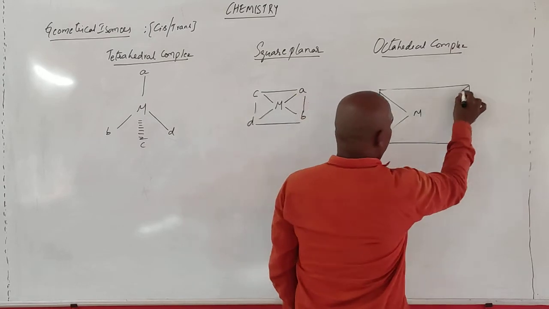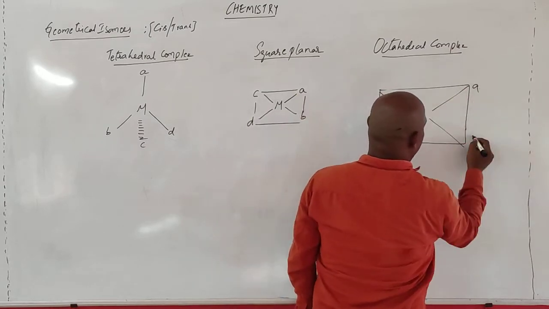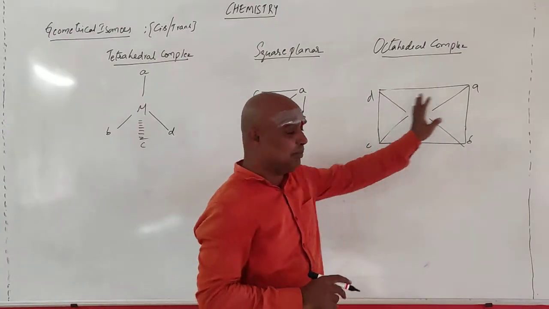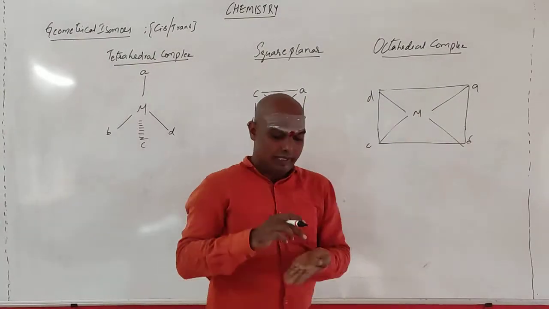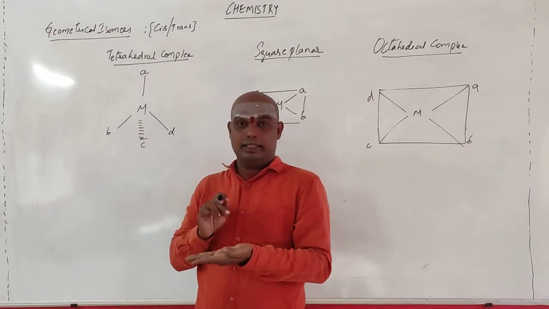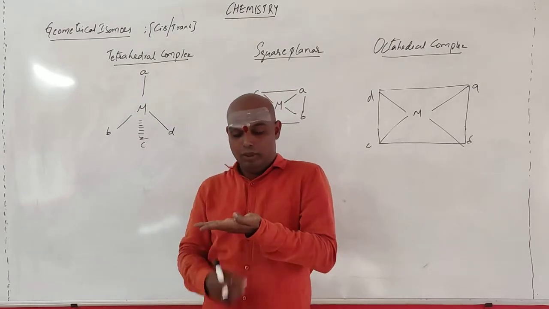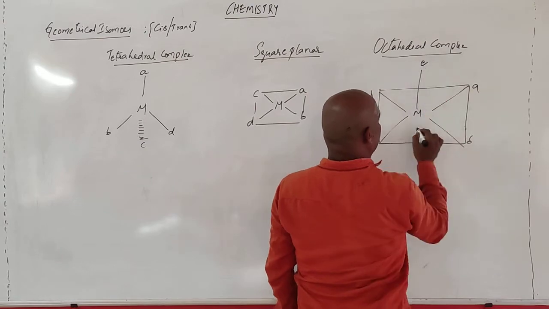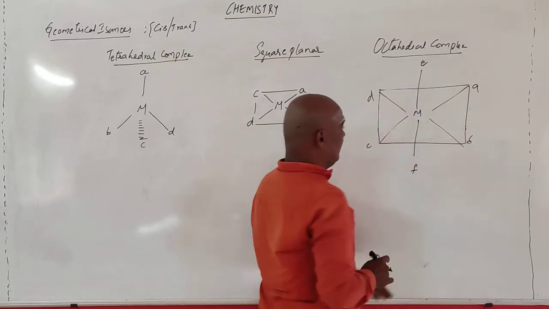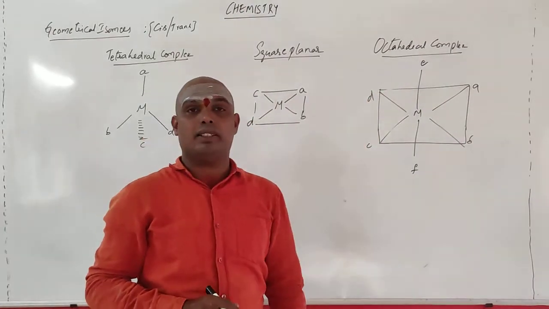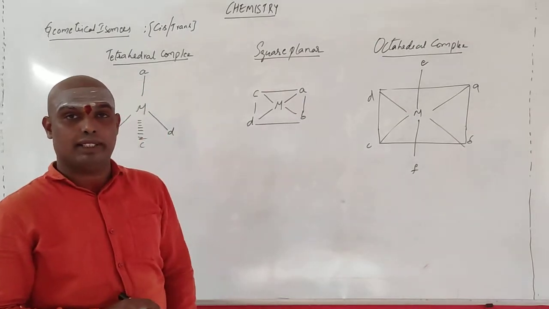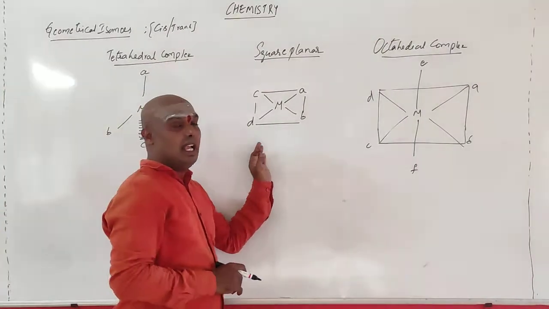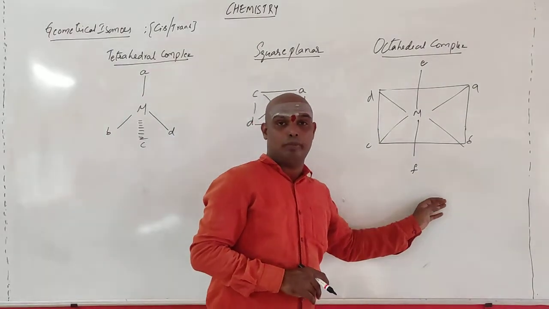See, here A, B, C, D are present in the plane, with the central metal in the middle. One is below the plane and one above the plane. This way of representation is called an octahedral complex. Right? Tetrahedral, square planar, as well as octahedral complex.